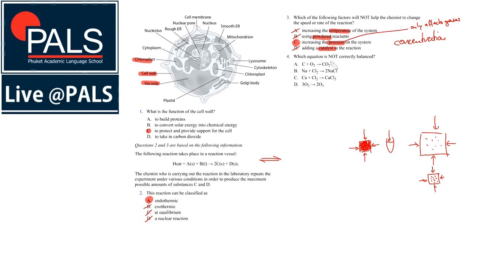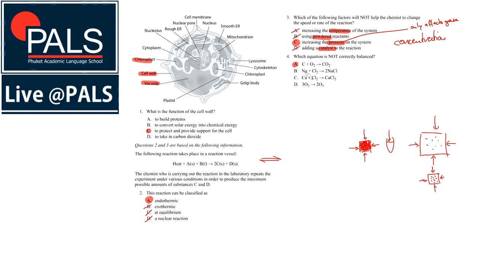Question 4, which equation is not correctly balanced? So a balanced equation has to follow the law of conservation of mass and matter. We need the same amount of atoms on both sides of the equation of each element. We can see the first reaction has 1 carbon and O2, which means 2 oxygen atoms, and on the product side we have CO2, 1 carbon and 2 oxygens, and we can see this equation is balanced. So it's probably not the correct answer.